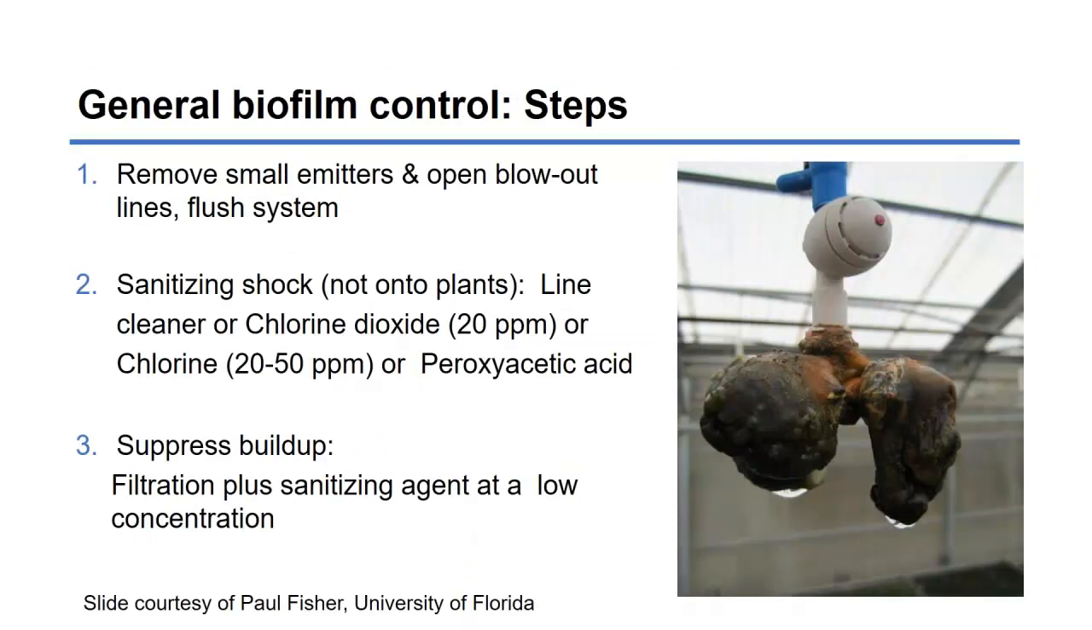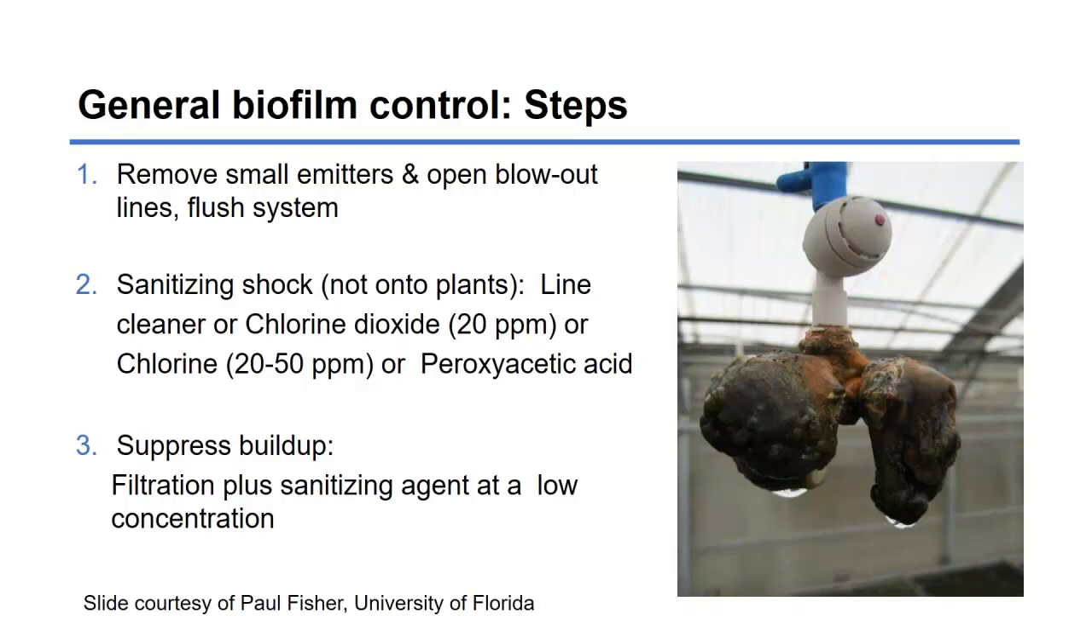The general biofilm control methods would be, first, you want to make sure that you shut the line once in a while, remove your small emitters and blow them out, and flush the system so whatever particles have accumulated in there can get out. When you have no plants between seasons, you can also do a sanitizing shock where you inject a lot of sanitizer at a higher concentration. If possible, you can let it sit overnight, because the longer the contact time, the better those sanitizers work. And just make sure you flush it really well with clear water afterwards.